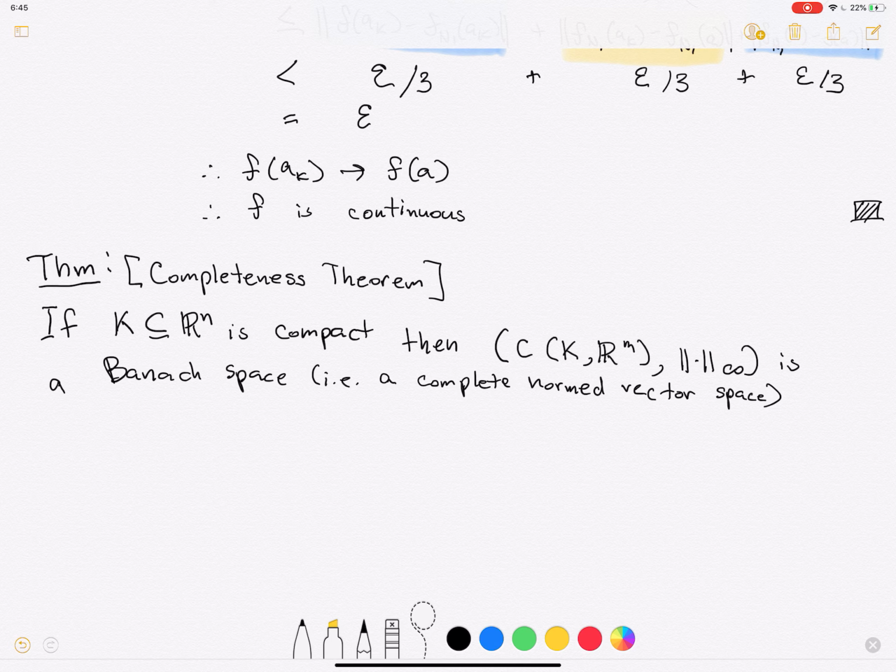And completeness is one of those things that is nice. It's the thing that sets apart the real numbers from the rational numbers. That's the property that makes the reals the way they are. And you can apply that concept to function spaces as well.